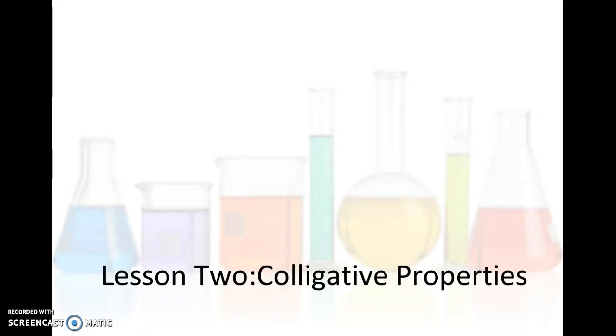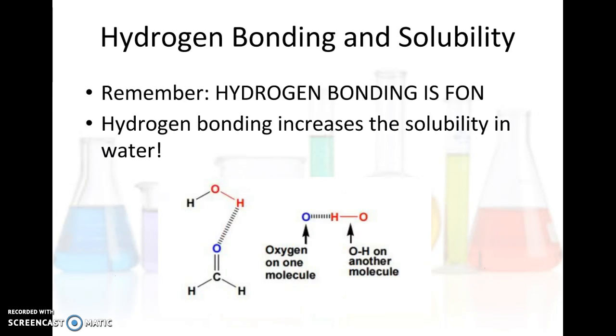Here we are starting lesson 2 for our unit 7 on our colligative properties. The first thing we're going to talk about is solubility again. We touched on it in the last lesson, but we're going to go a little bit more in depth for this lesson. Most important thing to remember is hydrogen bonding and solubility. Hydrogen bonding is fun. Never forget that. And hydrogen bonding increases the solubility in water.